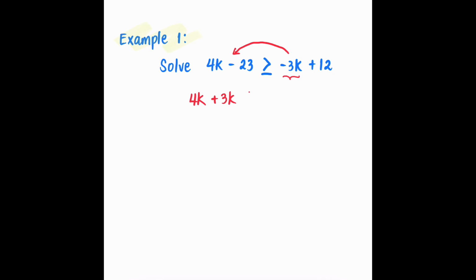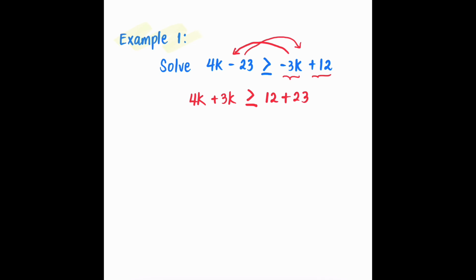After that, we just simply copy the inequality symbol greater than or equal to and proceed with gathering all the constant terms on the right-hand side. So we notice that positive 12 is already on the right, so we just copy that. However, there's negative 23 on the left that needs to jump over to the right-hand side. So by applying the addition property of inequality, the negative 23, after jumping over, will become positive 23.